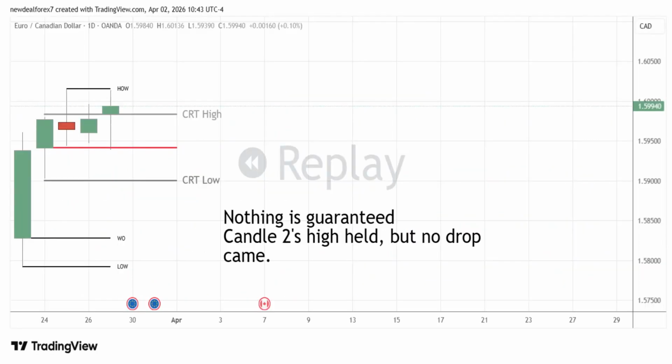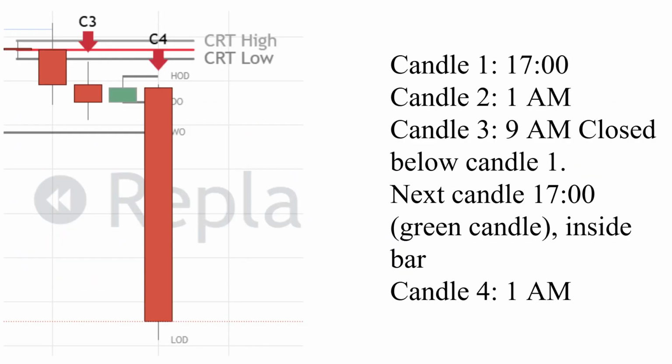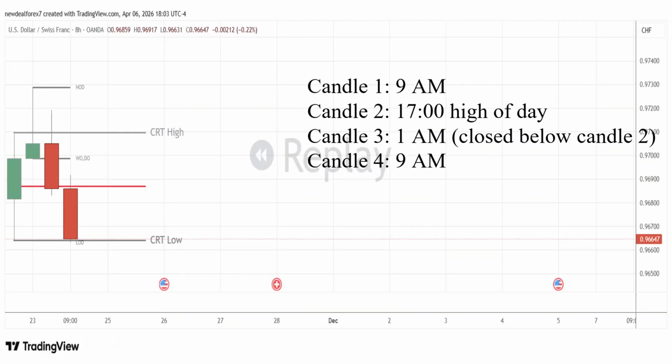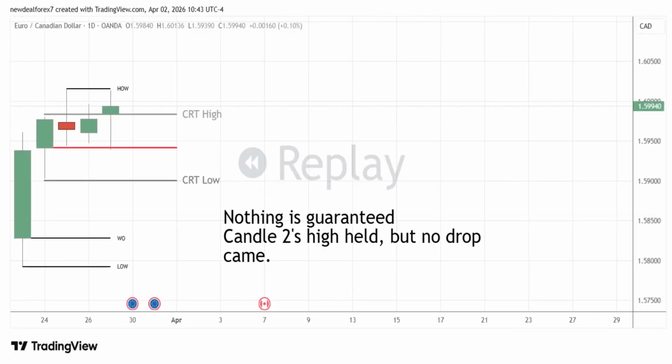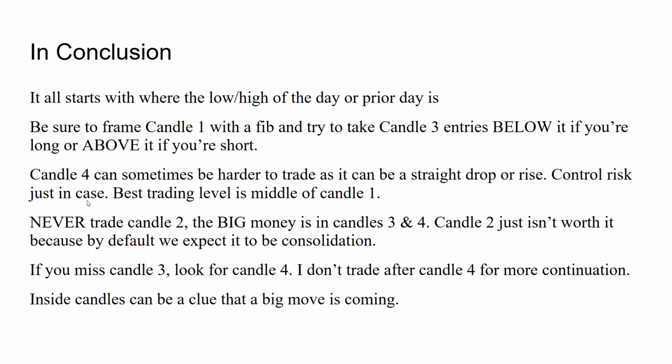But like I said, candle 4 sometimes could be a straight rise, like this one right here, or just a straight drop, right? So there's no real way to predict that. I wish there was, but there just isn't. So you have to treat that as an opportunity or possibility that can present itself. Never trade candle 2 because the big money's in candles 3 and 4. Candle 2, we really just expect to be a doji or consolidation. The only thing we want to see candle 2 do is sweep the higher low of candle 1 and then close inside of it.